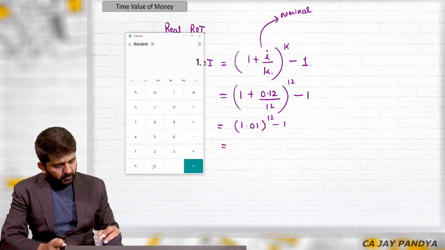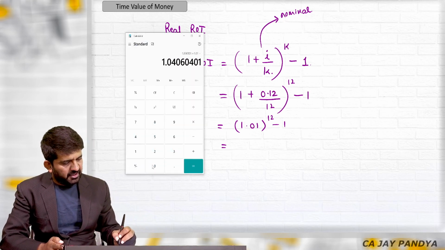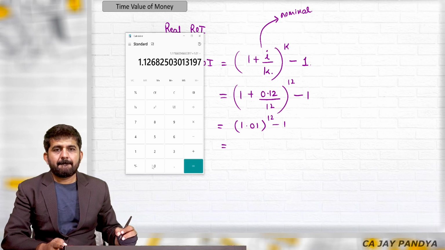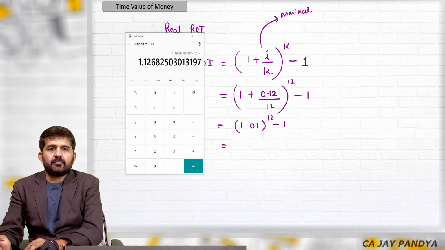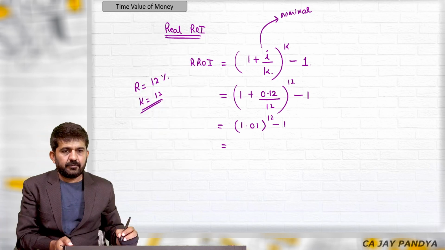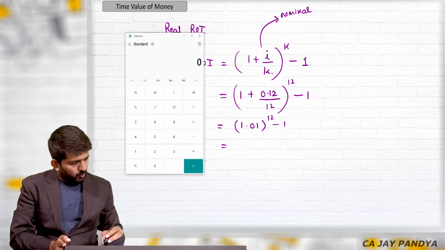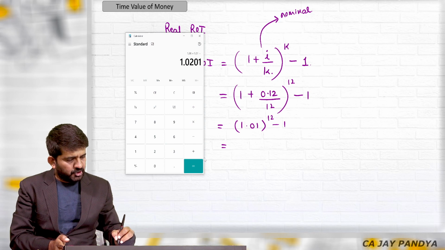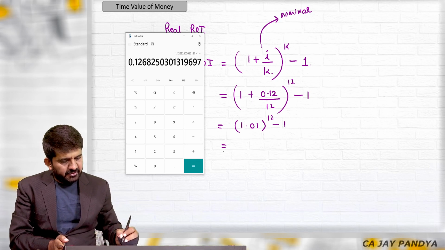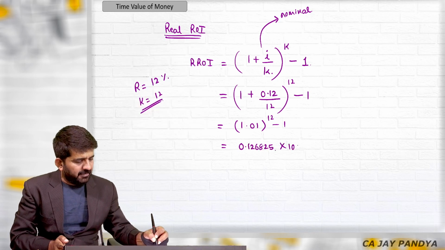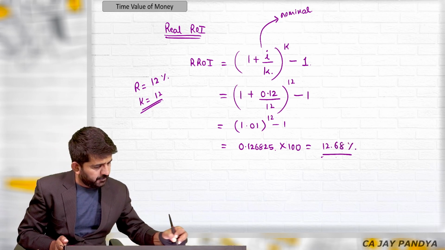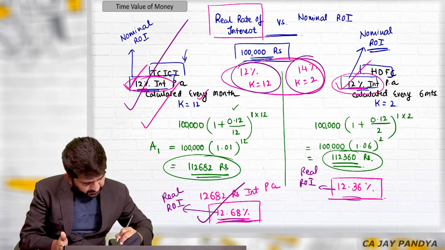Let's do it in the calculator. 1.01 multiplied by itself, raised to 12, minus 1. This is 0.126825. Multiplied by 100, I'll get the answer in percentage, which is 12.68 percent, which is nothing but this.